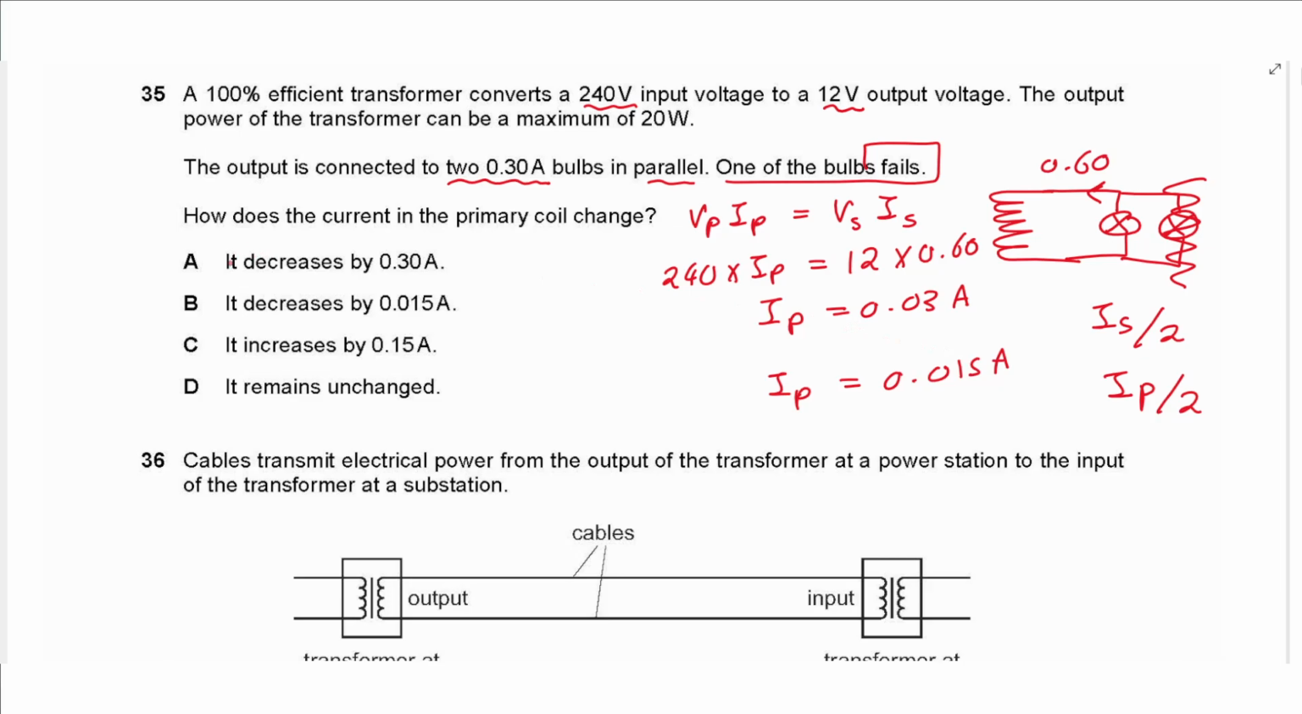Now we check the answers. In the primary coil, the current decreases by 0.30? No, it decreases by 0.015. Yes, it does not increase. It does not remain unchanged. Since the current in the secondary coil changed, the current in the primary coil also changes proportional to each other. The voltage also remains with the same ratio.